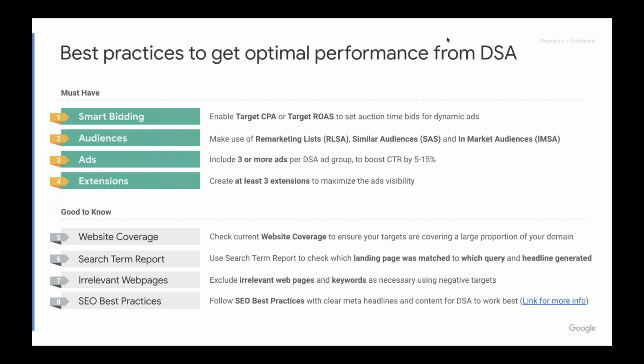Relate to the search term report to see which queries actually show up there, and which landing pages are being surfaced. So you can use that to expand your knowledge about things you're not covering right now on your website. Many customers are using DSAs as a solution to research the market as well. And then definitely follow SEO best practices, because again, your headline is going to be really related to how you structure your landing page.